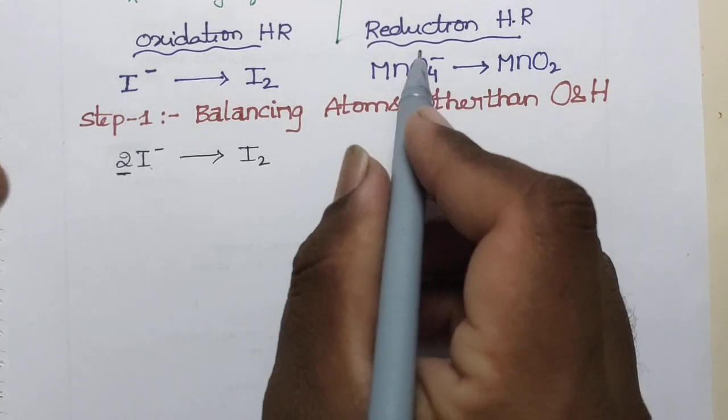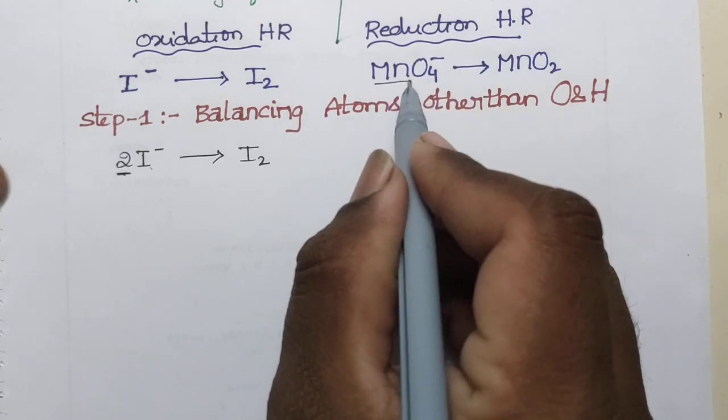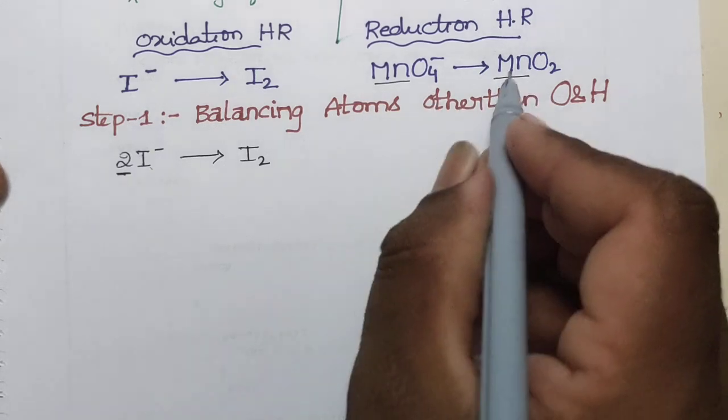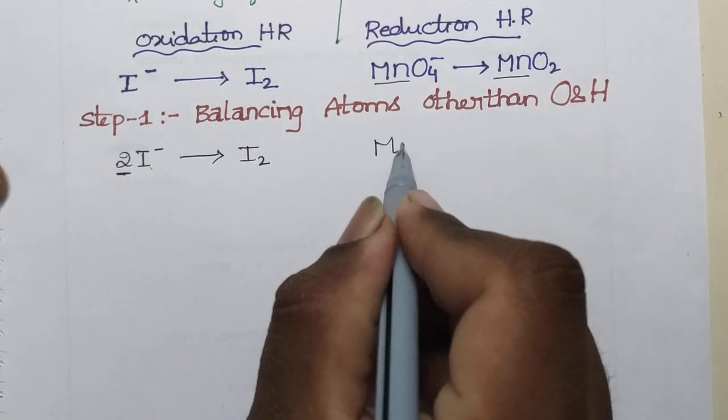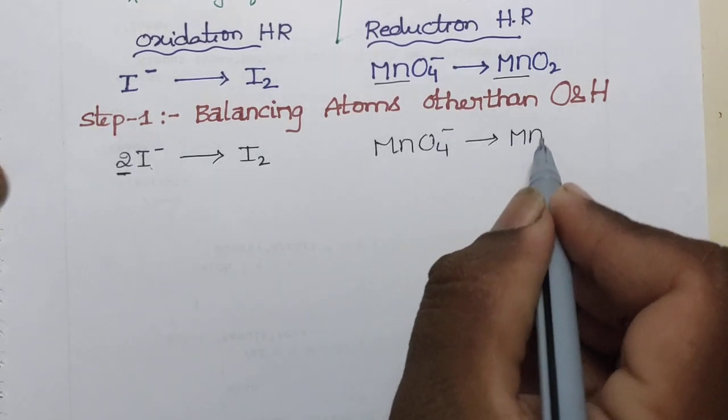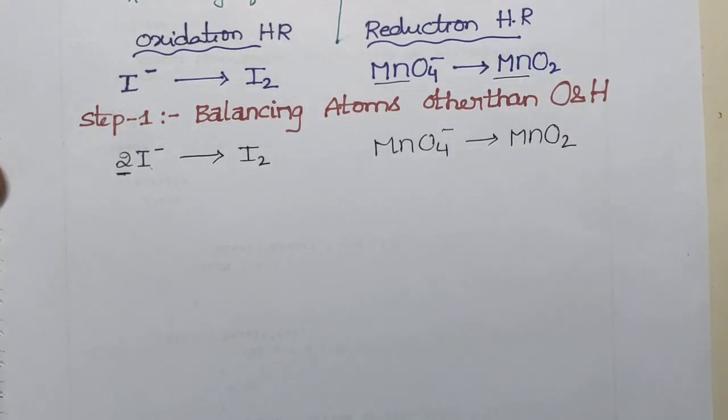On the right side, the reduction reaction. Only one Mn atom is present on the left side, and on the right side also only the Mn element is present. So we have to write as it is: MnO4 minus gives rise to MnO2.